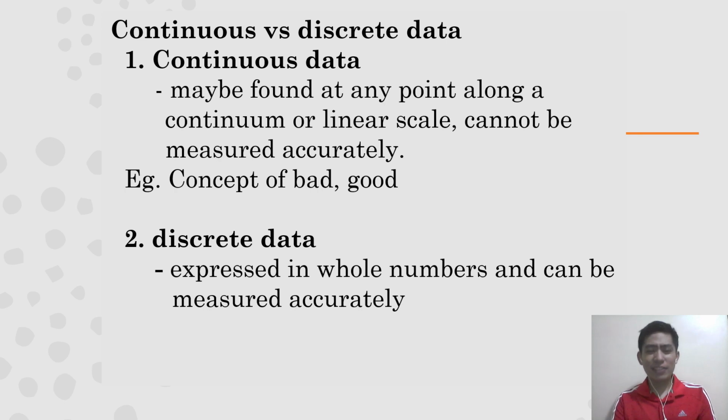Continuous versus discrete data. Continuous data may be found at any point along a continuum or linear scale and cannot be measured accurately. Concept of bad or good: there is no bad point 1 or good point 2. So it is in the continuum level. But discrete data is expressed in whole numbers and can be measured accurately.